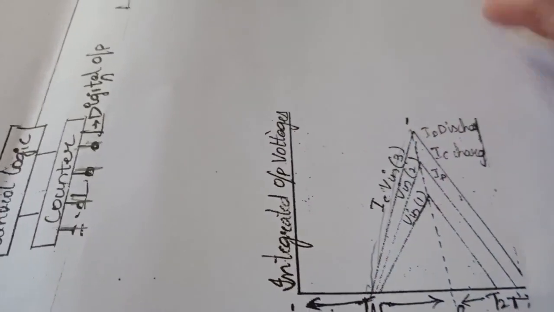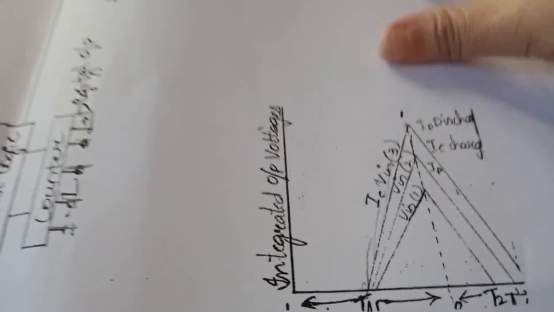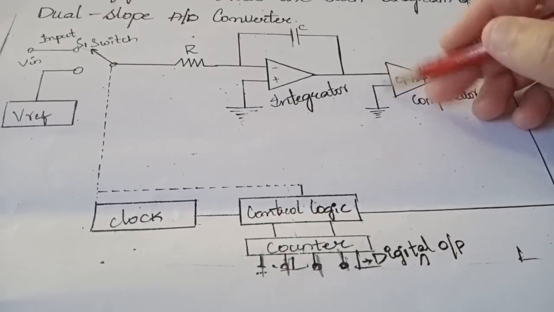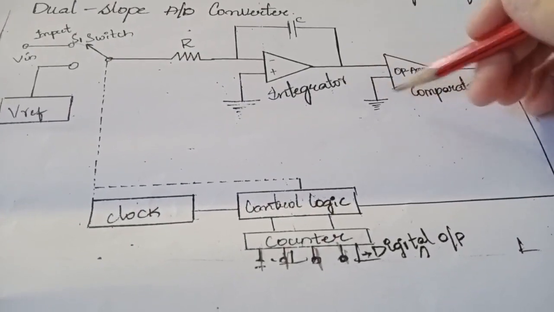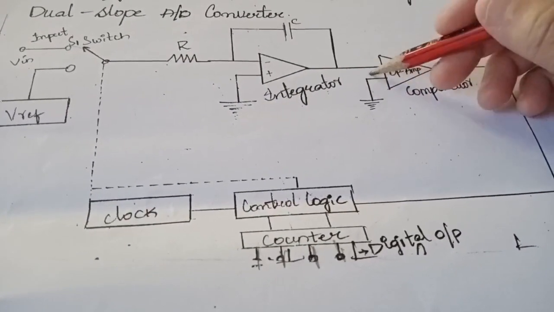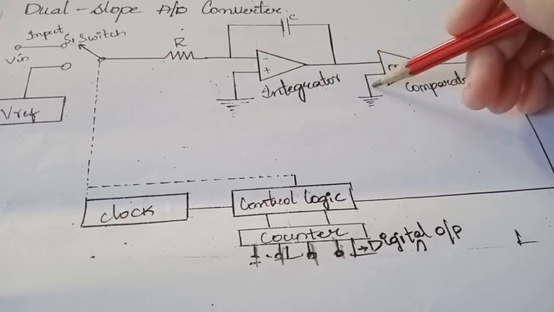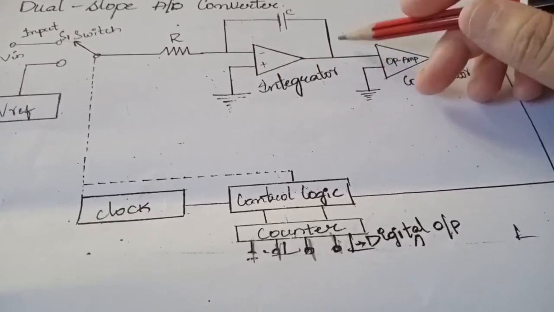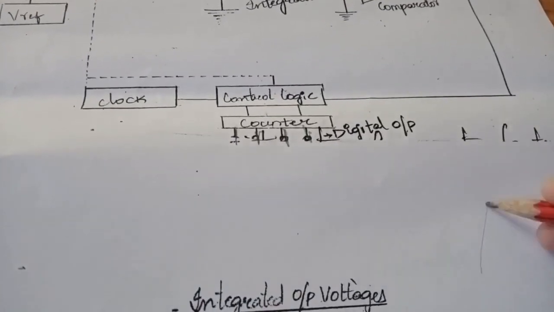Okay, then the comparator will compare it to the ground signal. After comparing, it will see that the signal which is here is charging. The capacitor will start charging. First it will start charging like this.